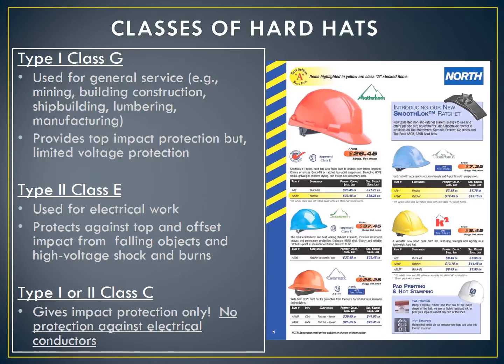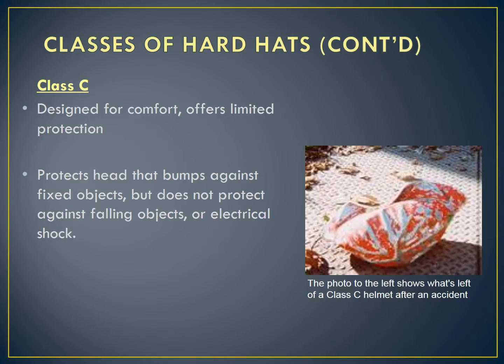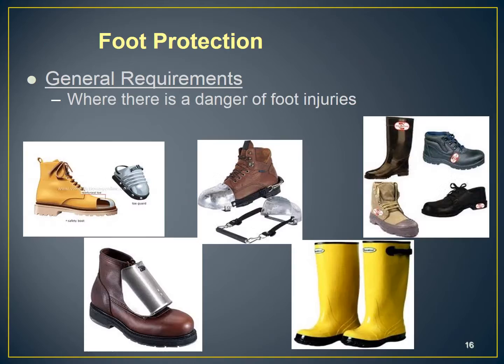But most times you'll see companies go ahead and buy a Class E or a Class G, especially in construction of new homes or any other type of residential or commercial. And when you look at Class C, obviously it's just designed for comfort, but it does have real limited protection. It's just going to be against bumps, so it's not that big of a deal. But this is kind of what happens: it just kind of crunches up, and it's not too helpful. I'd hate to see the guy's head that was actually in that.